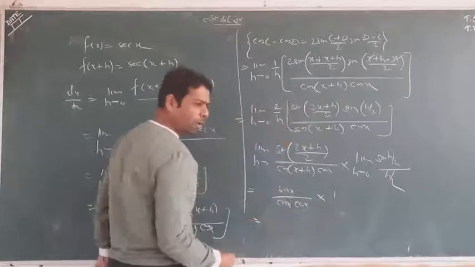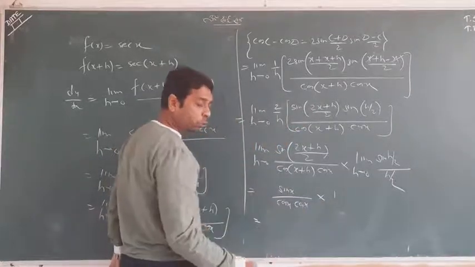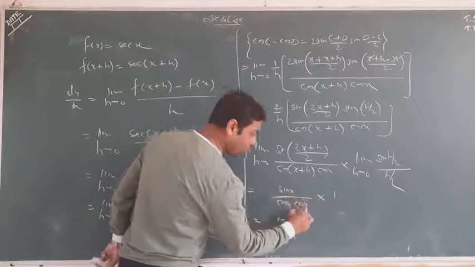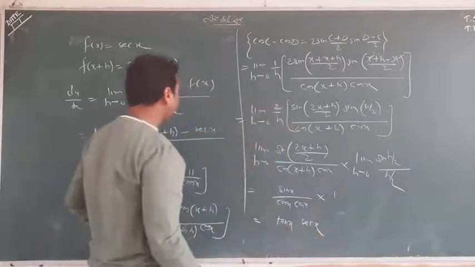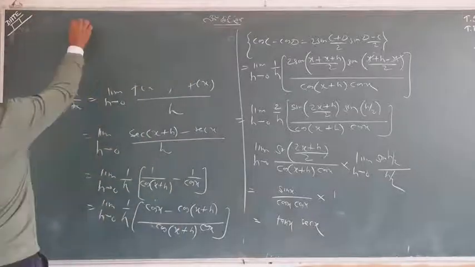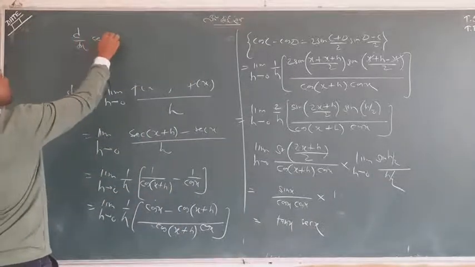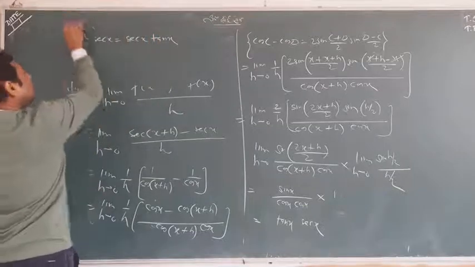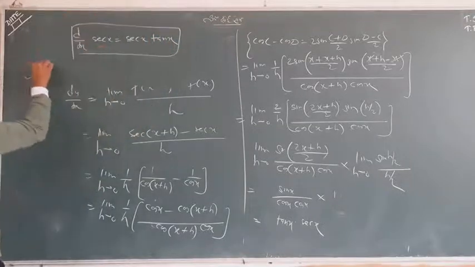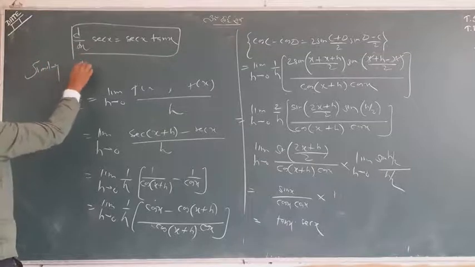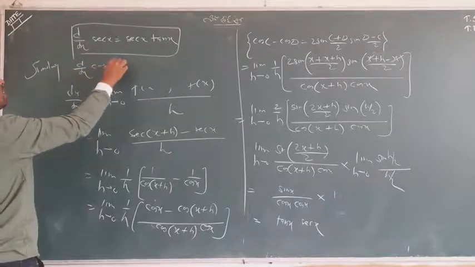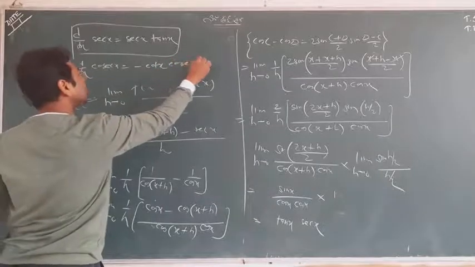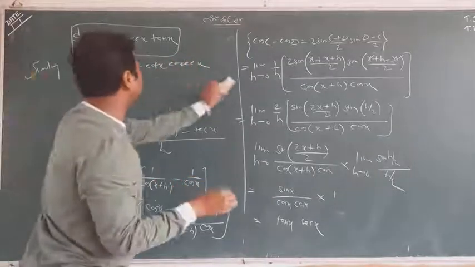So what I will do now, don't multiply these two, but you do sin x by cos x is equal to tan x and 1 by cos x equal to sec x. You got a formula that d by dx of sec x equals sec x into tan x. So this is the formula you have obtained, and similarly student, you have to make by your own d by dx of cosec x, which is minus cosec x cot x. So this formula you will make by your own.